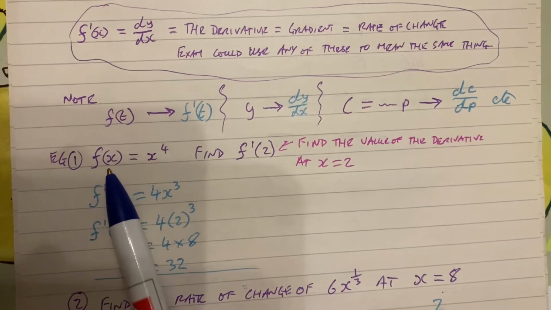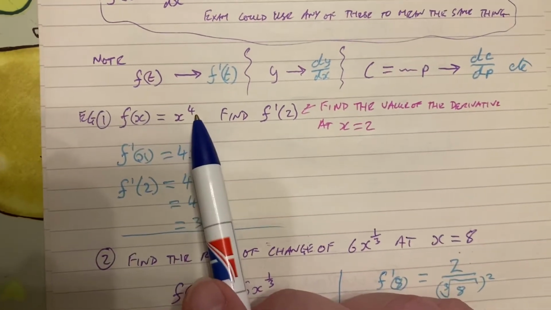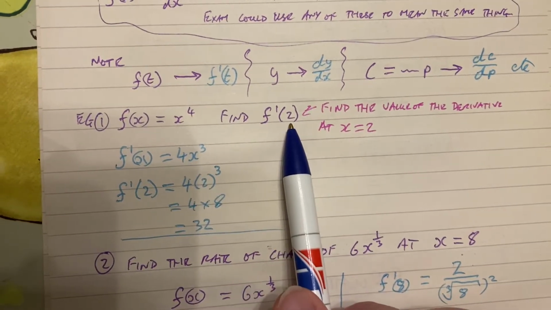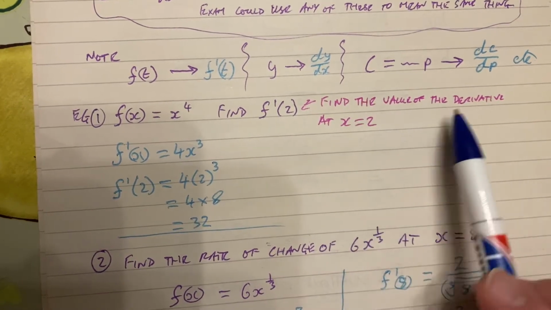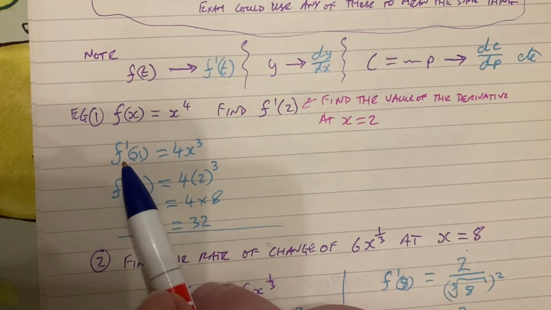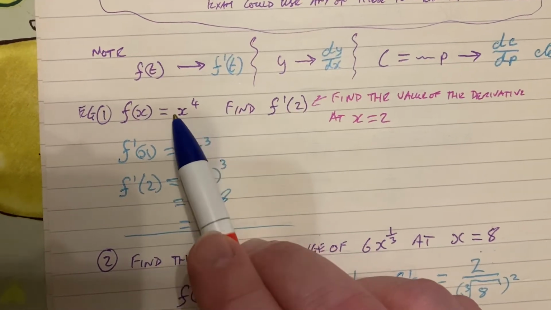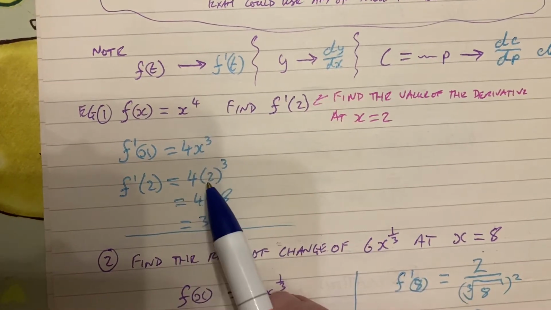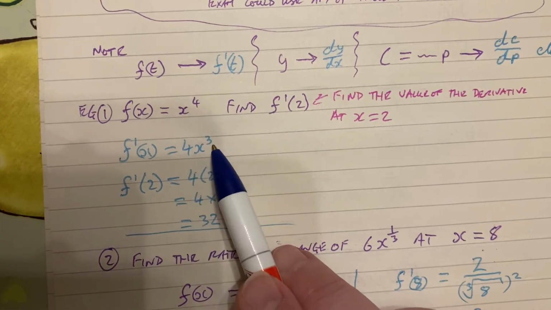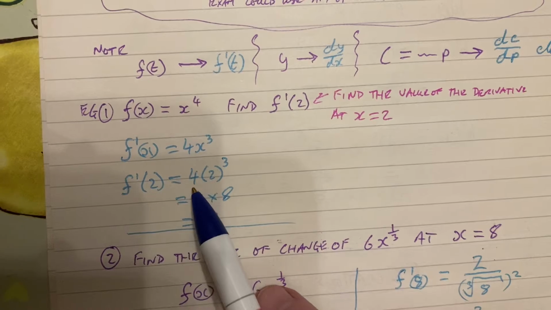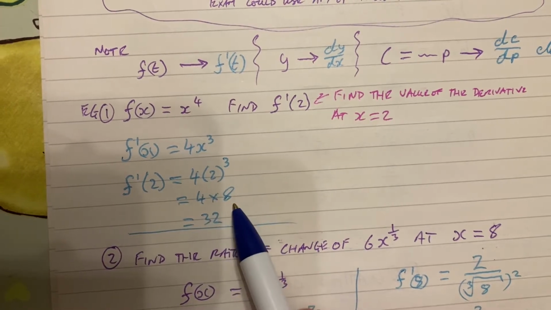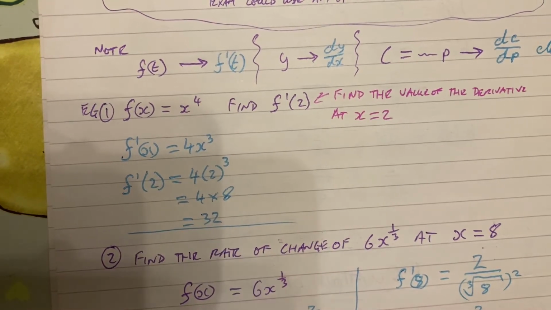So look at this first one. f of x equals x to the 4. Find f dashed of 2. So basically what it's saying is find the value of the derivative at x equals 2. So we differentiate as we've been previously doing. Power down, multiply, reduce the power by 1. So we get 4x cubed. So what we do is we swap the x for a 2. So f dashed of 2 is 4 lots of 2 cubed. So 2 cubed is 8, times 4, 32.